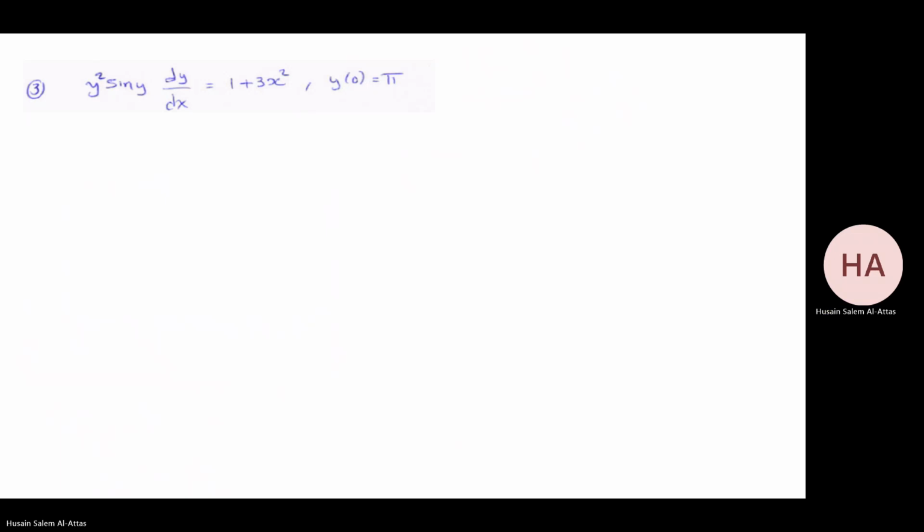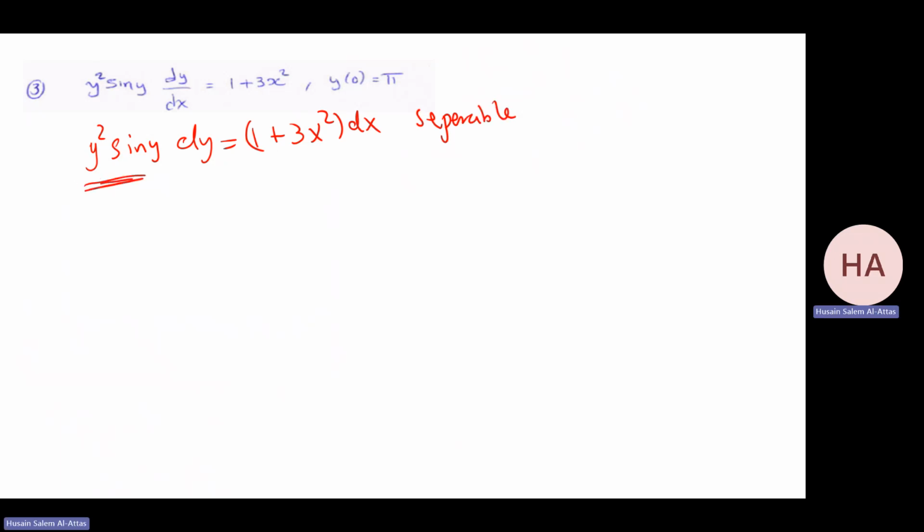This one, how to solve it? Okay, can split it. y squared sine y dy over dx, or no need. This is y squared sine y dy equal 1 plus 3x squared dx. This is separable. Now I need to integrate this. I need the tabular. So y squared, sine y. This is 2y, integral of sine, which is minus cosine. This is minus sine. And this is cosine.